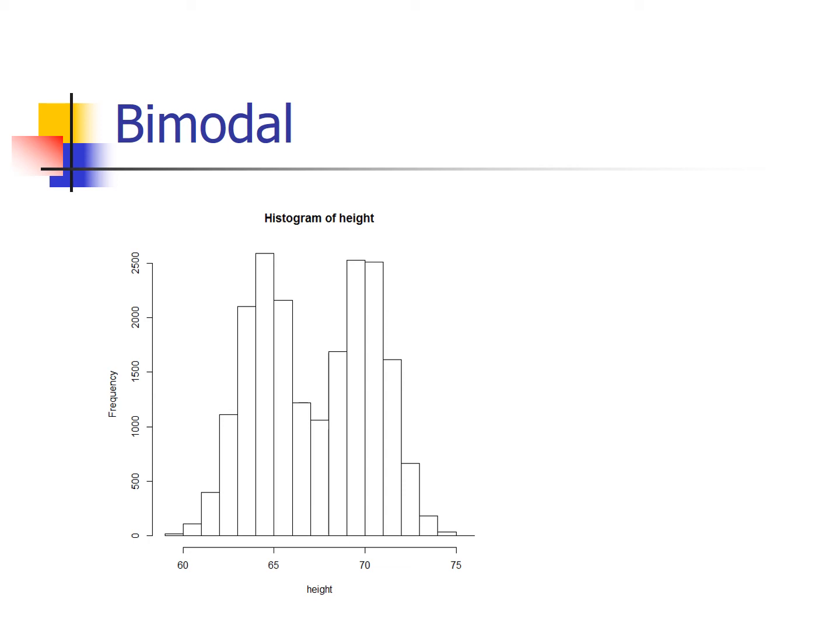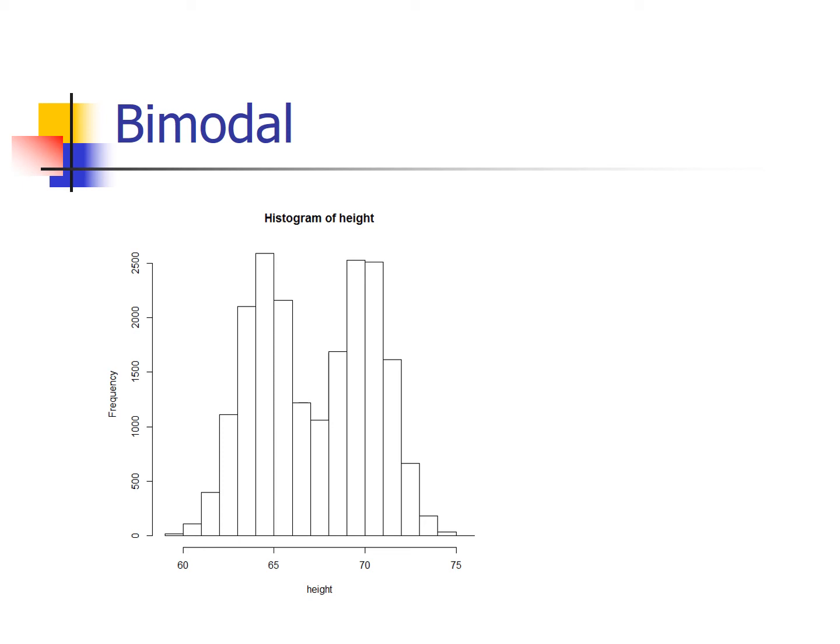Exactly. It's because we have two subgroups. We have males and females. On average, males tend to be taller than females. So that rightmost peak corresponds to the average height of males, whereas that leftmost peak corresponds to the average heights of females. This is actually a very important use for histograms: looking at the histogram helps us determine whether or not there are subgroups or subpopulations that in practice need to be separated and analyzed separately.